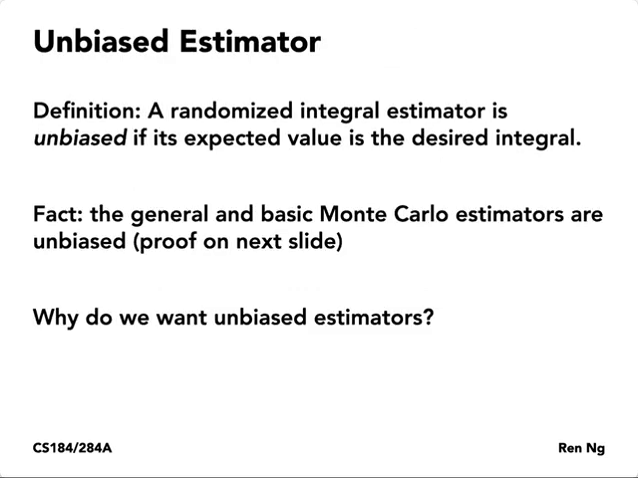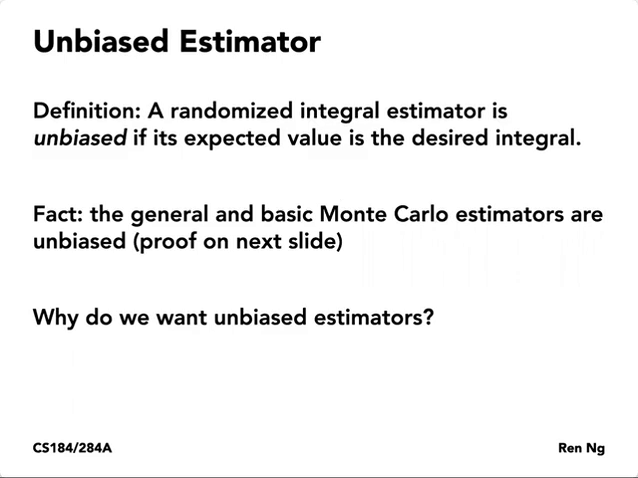Okay, so far I've just written down very concretely some Monte Carlo estimators. I said, here's some magic equation that we could evaluate and use as a numerical estimate for this definite integral. Well, is this a good estimator? That's what I want to talk about next. And I want to try to show you that this estimator has some properties that are quite desirable. The first property is that these estimators are unbiased. Definition: a randomized integral estimator is unbiased if its expected value is the desired integral.